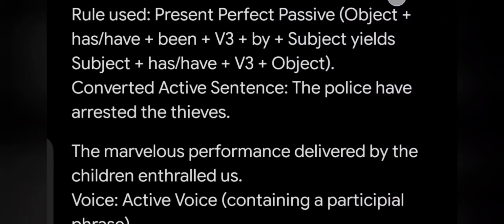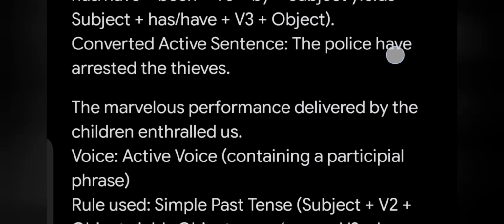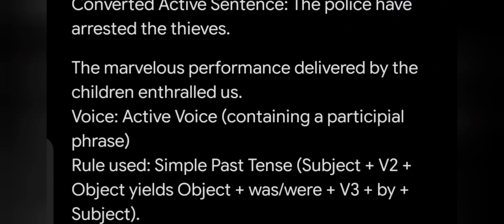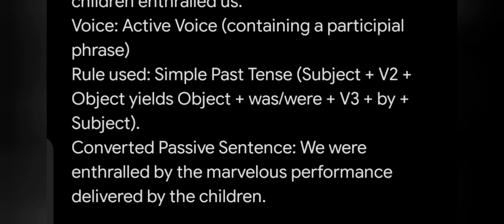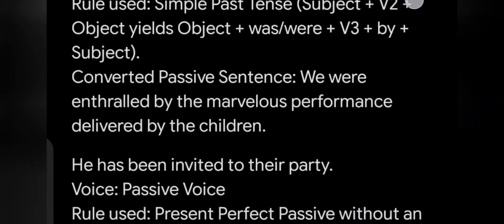The marvelous performance delivered by the children enthralled us. Voice: active voice containing a participial phrase. Rule used: simple past tense. Subject plus V2 plus object yields object plus was/were plus V3 plus by plus subject. Converted passive sentence: We were enthralled by the marvelous performance delivered by the children.